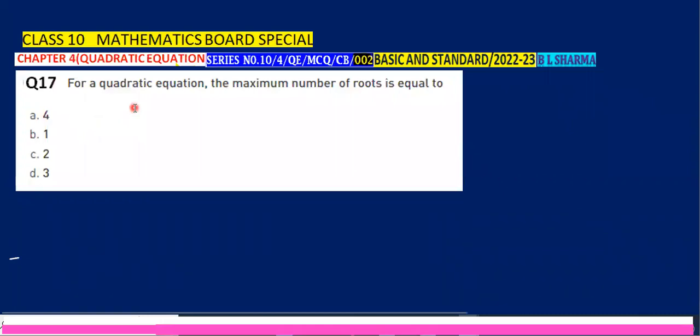For a quadratic equation, the maximum number of roots is equal to maximum, क्योंकि इसका डिग्री 2 हाईएस्ट पावर 2 होता है, तो मैक्सिमम नंबर जो रूट होगा वो भी इसका 2 होगा. यस, दिस इज डायरेक्ट आंसर.